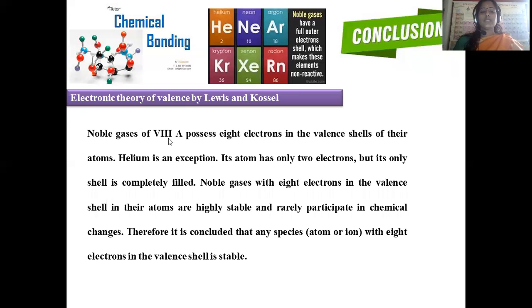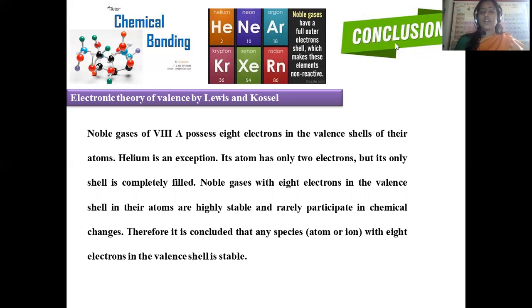And noble gases of the 18th or 8th A group possess 8 electrons in the valency shell of their atoms. Helium is the exception, because helium has a 1s2 electron configuration with only 2 electrons, but still it is stable because whatever shells are available are entirely filled. So helium is the exceptional noble gas. It is without an octet, yet it is stable, because whatever shells are available are completely filled.